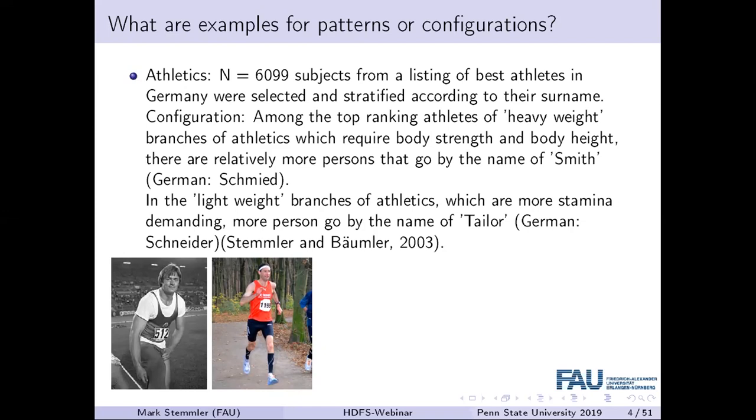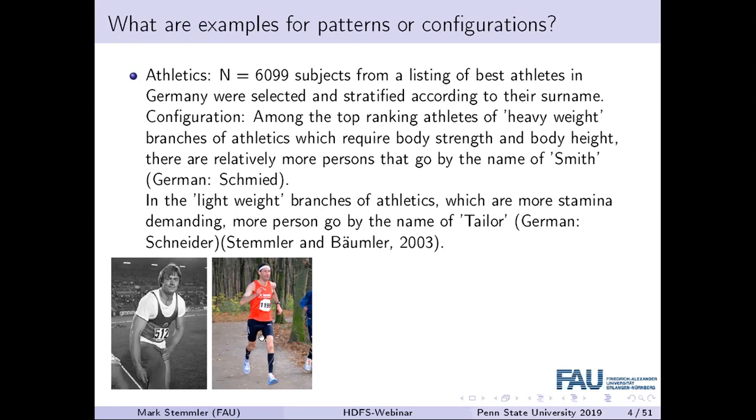And here you can pick and choose who is the Taylor, Schneider in German, and who is the Smith. This person here, Wolfgang Schmidt, is a very famous athlete. He was a discus thrower. He tried to flee from the GDR across the Iron Curtain, and he got caught and went into prison. But after Germany was reunified, he was also very successful in European athletic competitions. So the body build, there's a typical configuration for Smith and a typical body build configuration for tailors.